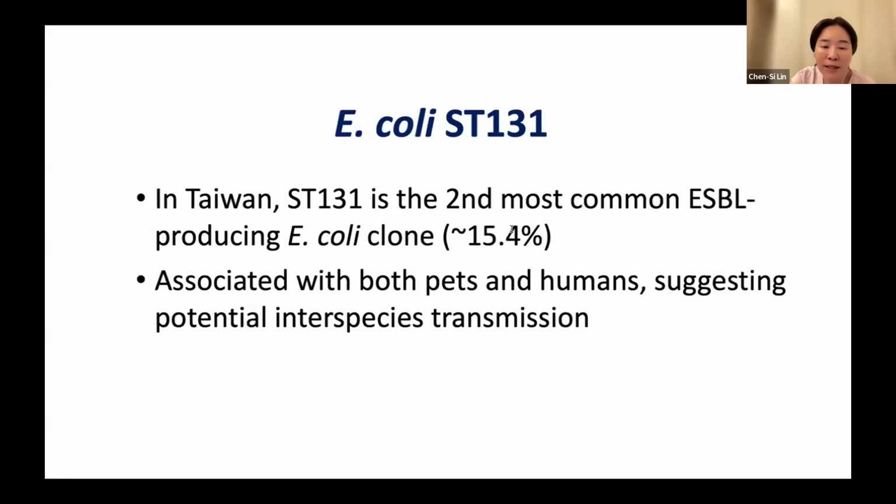cephalosporins. What makes ST131 especially important is its dual presence in both pets and humans. This highlights the possibility of interspecies transmission. In other words, the same resistant bacterial lineage can be shared within a household, moving between people and their companion animals. So this has been demonstrated in several international studies, and the findings in Taiwan reinforce that this is not just a theoretical risk, but a real-world concern.